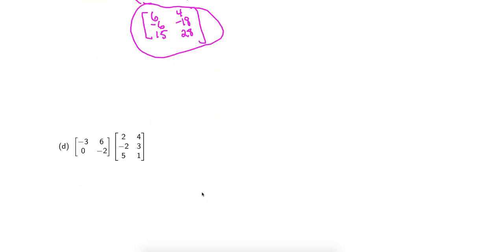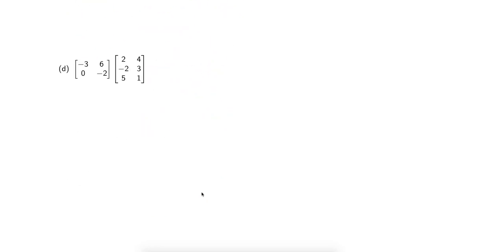All right, part D. Here we're switching the order. If we check this one, we have 2 rows, 2 columns. This one has 2 columns, but here we have 3 rows. The number of columns in the first matrix does not match the number of rows in the second. This matrix multiplication is simply not possible, so we can't even proceed.